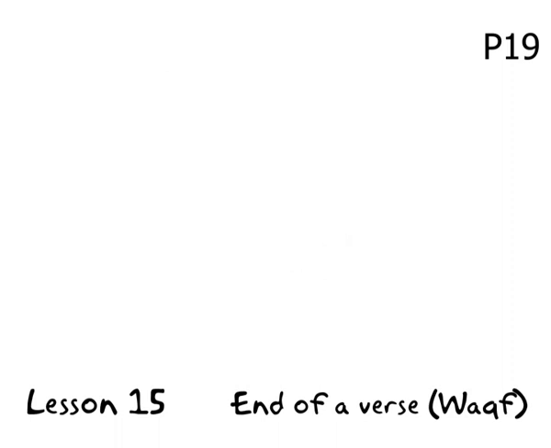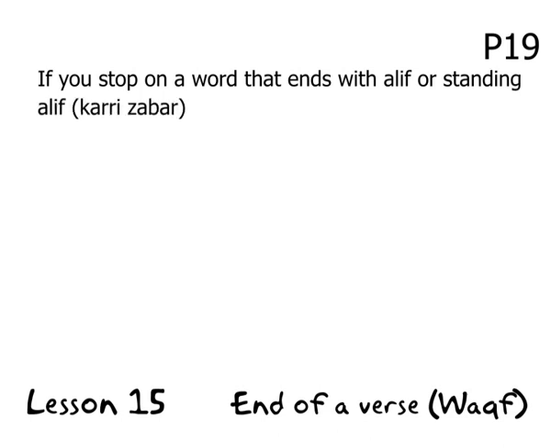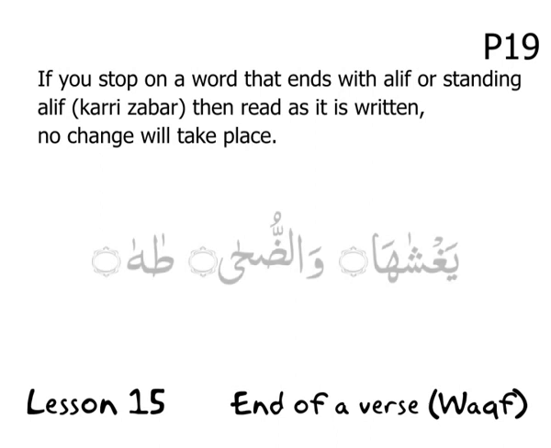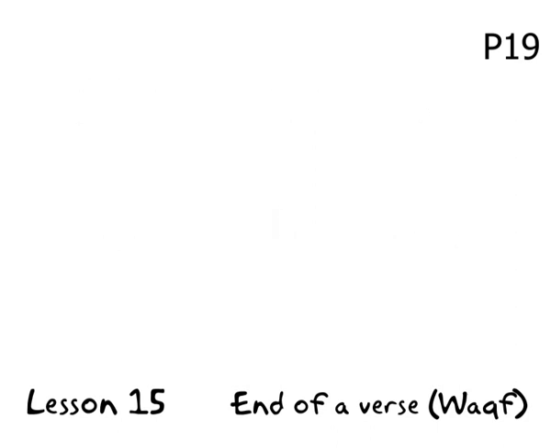Next one, if you stop on a word that ends with the alif or standing alif, kari zabar, then read as it is written, no change will take place. Yaghshaha will stay the same. Wadduha, the ha has a kari zabar, standing fatha. It will stay the same. The last one, taha, stays the same. So if you see alif or standing fatha, a kari zabar, then you read it exactly how it is written.